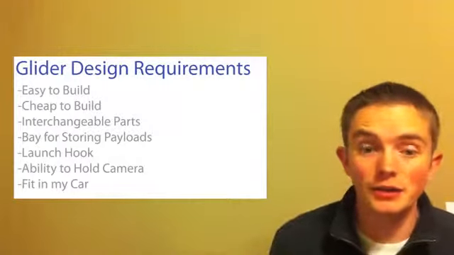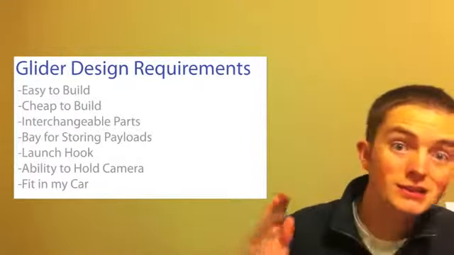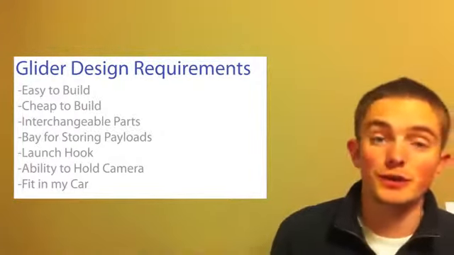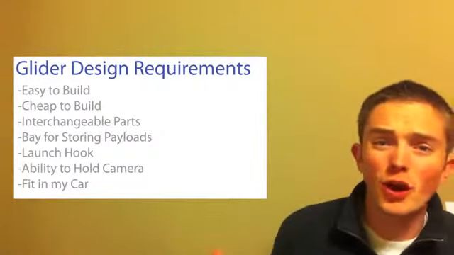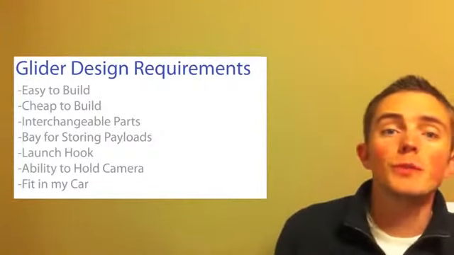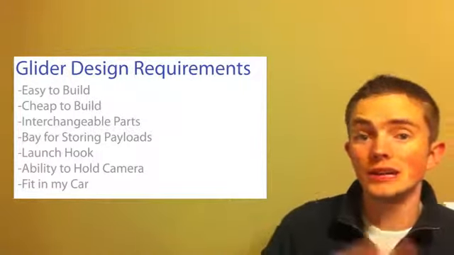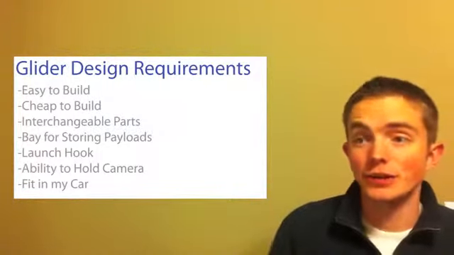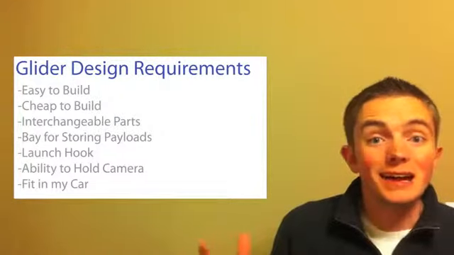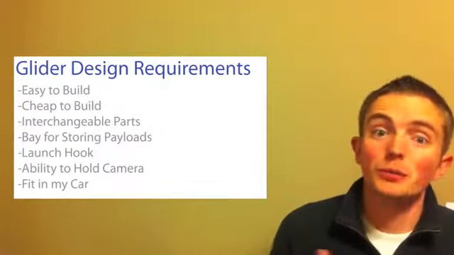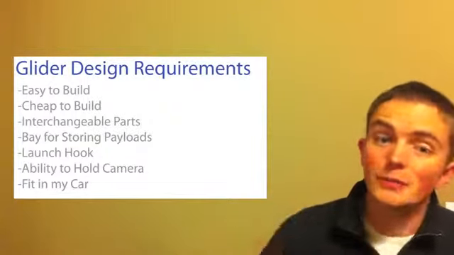minutes carving this thing out. It's just going to be a couple slices, some hot glue, and we're good to go. I want it cheap to build. I don't want to have a bunch of carbon fiber required to make this thing stable. Interchangeable parts. This is going to be really important. I'm going to want to be able to design different wings, take them on, put them off, design different wing loading, and heck, I'll probably crash this thing a couple of times. I want to be able to take those damaged parts off and put them on with new ones.